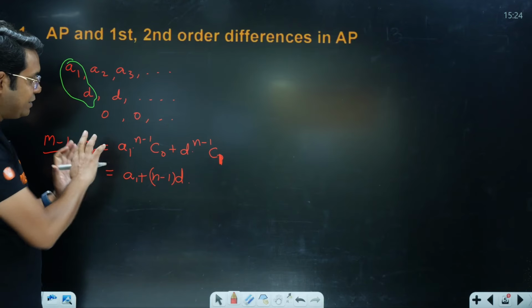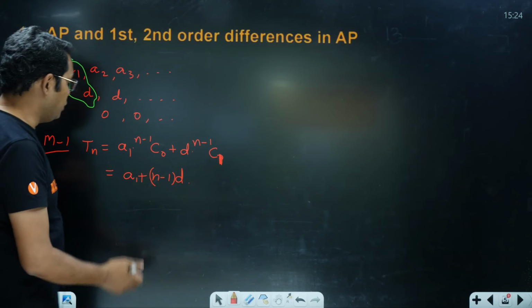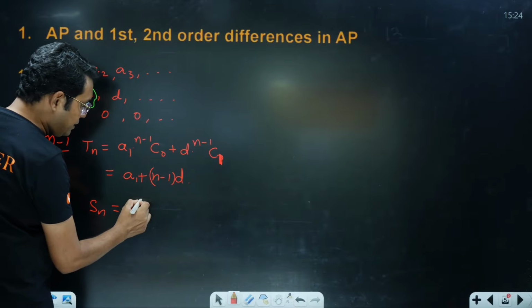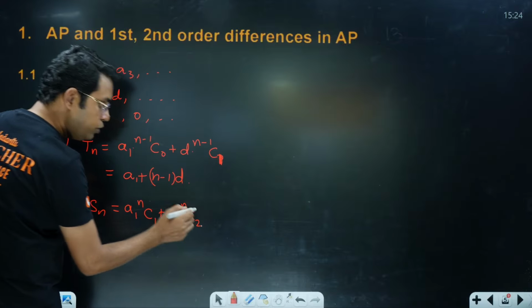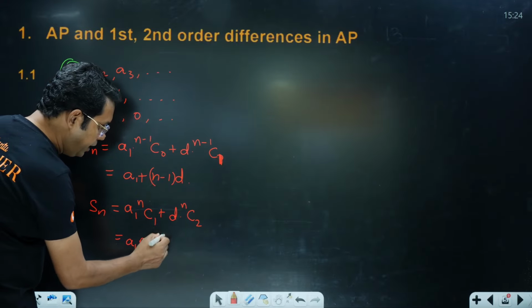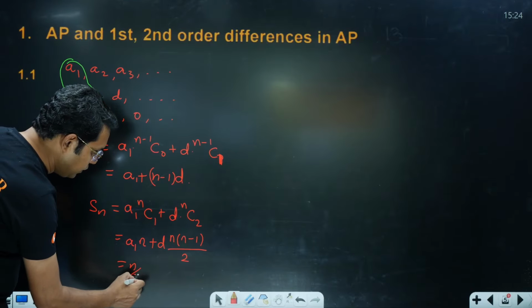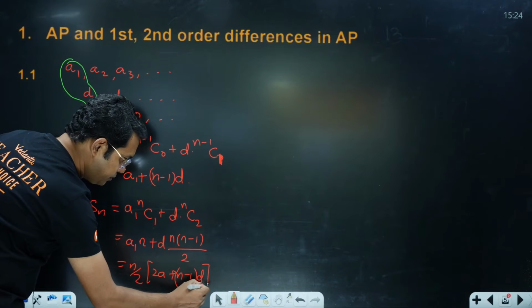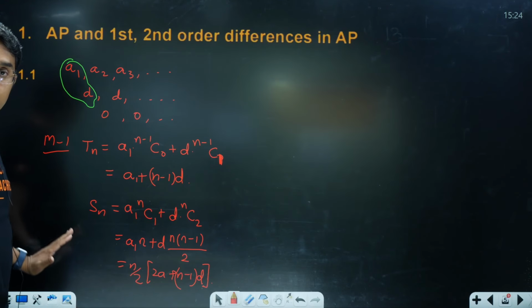Now why this way? Because this will be repeated, this will be used the same way in other series also. Now if we are looking for the sum of n terms, then in the same way we will be writing A1, but this time it will be nC1 plus D into nC2. You can check, if you expand this value, this becomes A1 into n plus D into n into n minus 1 upon 2, and you can check it becomes n by 2 into 2A plus n minus 1 into D. Okay, so this is how you can find the nth term and sum of n terms.